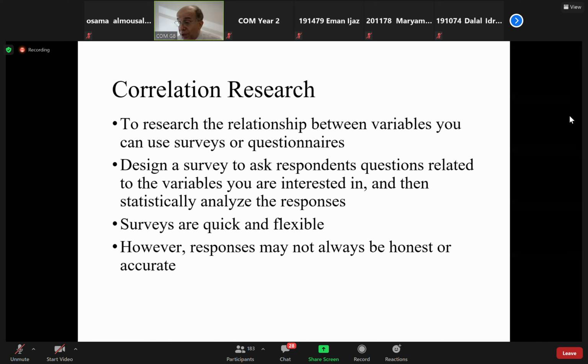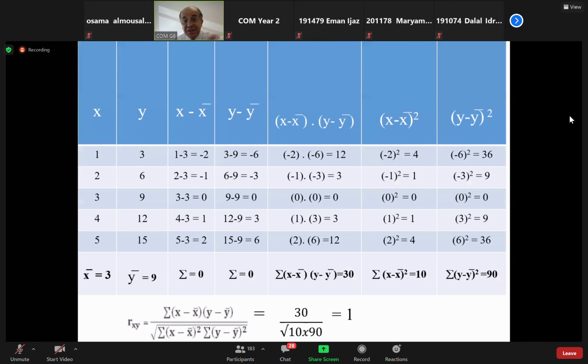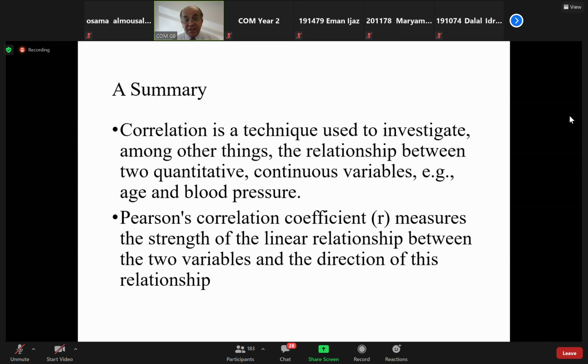Then you use correlation. What you do to run this research is to design a survey, ask the respondents related questions, collect the data, and after you collect the data, you run this coefficient using this table, and then you get the relationship. And then you can say the relationship between the two variables is high and positive, or high and negative. So it's a very simple process that you can do.